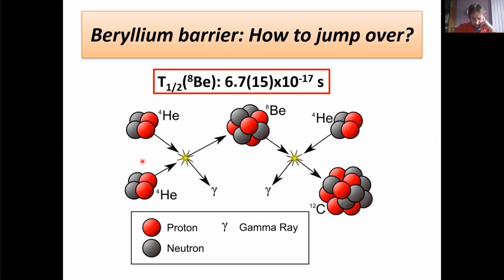If we bring two helium-4 nuclei together, we get beryllium-8. We are in the beryllium barrier. We have seen this before. 6.7 times 10 to the minus 17 seconds. That is not a long time. This is even for me relatively fast. That is faster than the... yeah, that is the lifetime measured that is shorter. So my personal record is a bit faster, but this is still extremely fast. That is the case.